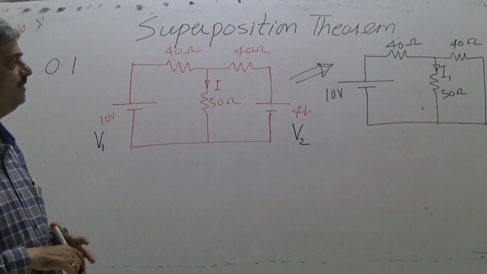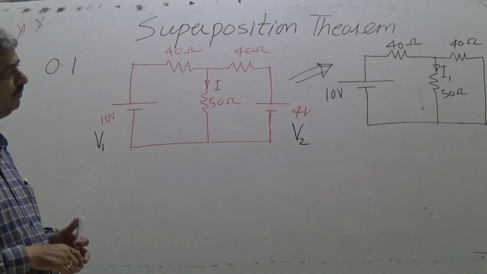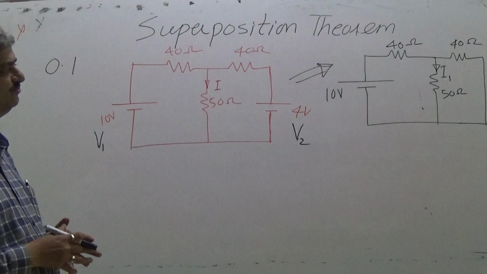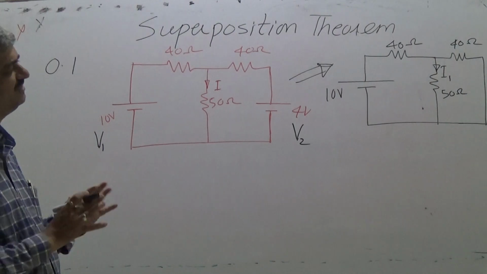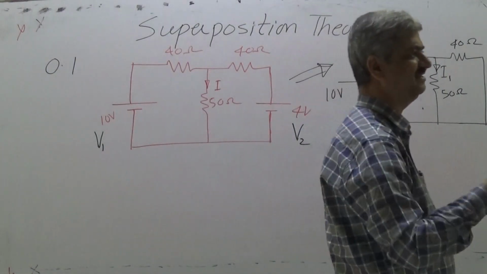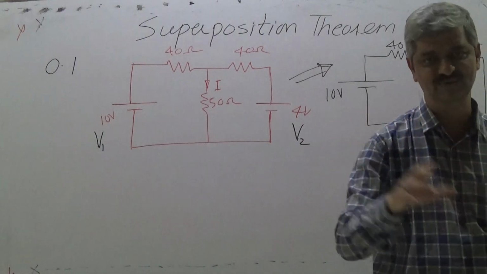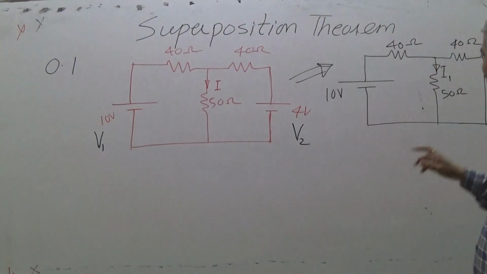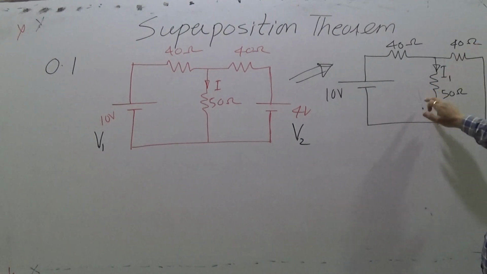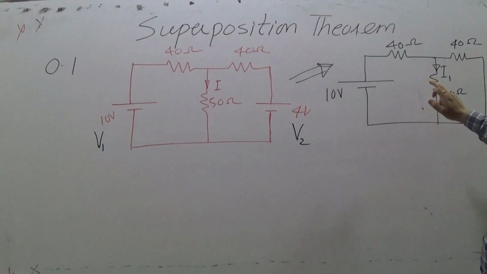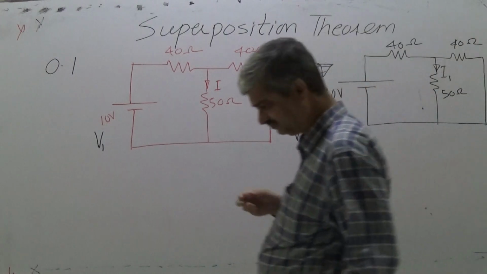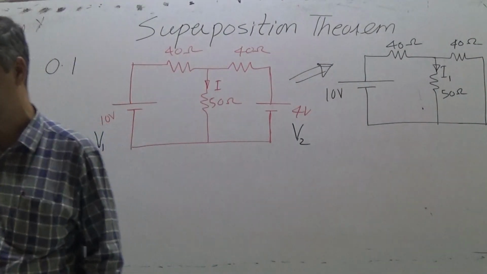So how will you compute I1? You will compute I1 by using Kirchhoff's laws, or you can use simple common sense, that is series parallel combination of resistances and connecting them to each other, and Ohm's law. So 50 and 40 in parallel, and you need to compute I1. You may use any methods. You must only know Ohm's law, Kirchhoff's law, that's all.